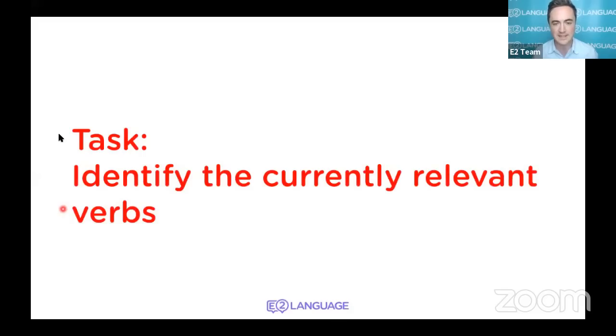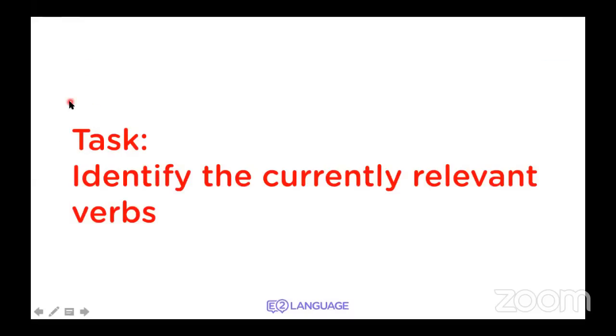Cool. Please identify the currently relevant verbs in this paragraph.